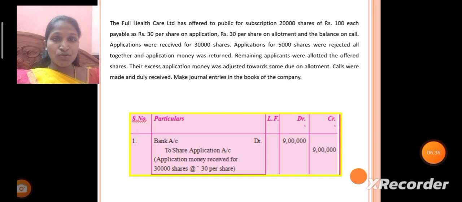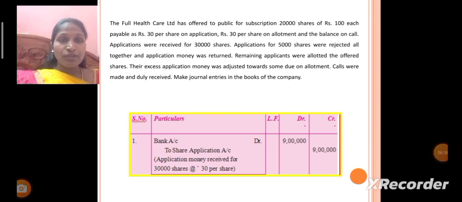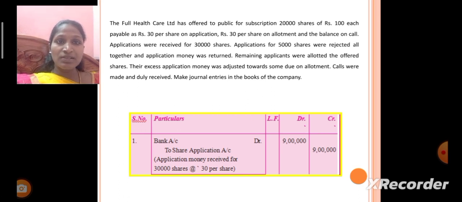Let's move on to the second problem. The Full Healthcare Limited has offered to the public for subscription 20,000 shares. The face value is rupees 100 each. Rupees 30 on application, rupees 30 on allotment, and balance on call. That is 30 application money, 30 allotment money, that is 60 rupees. So balance on call means balance 40 rupees.